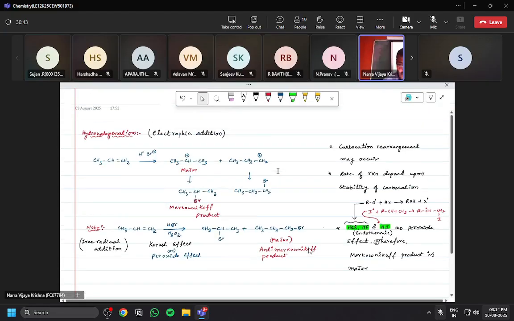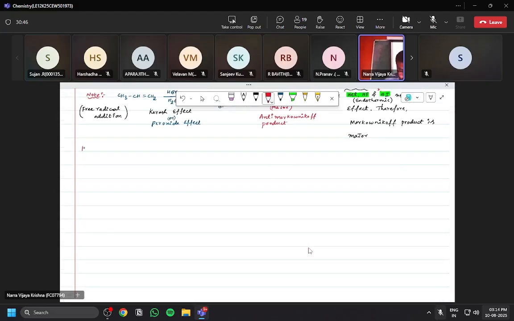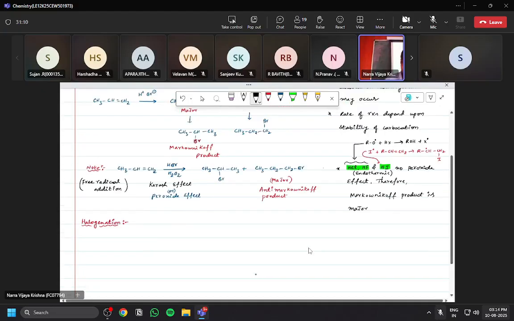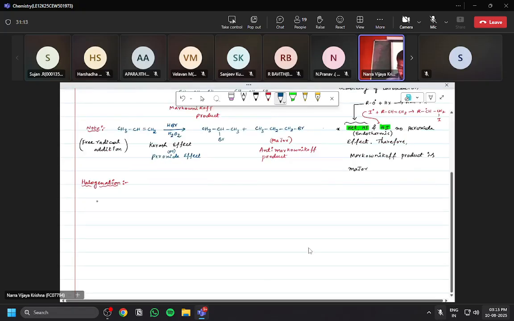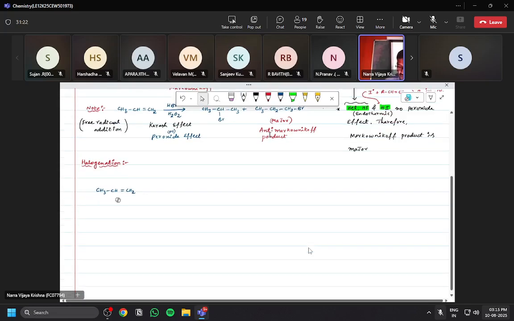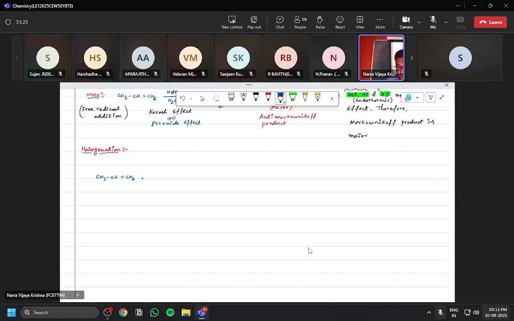Halogenation. This is hydrohalogenation. The next topic is halogenation. Means alkenes react with X2, right? Particularly, can I directly take an example instead of writing those words? Directly, I'm taking one example. CH3CH=CH2 I have taken, allowed to react with chlorine in presence of sunlight.